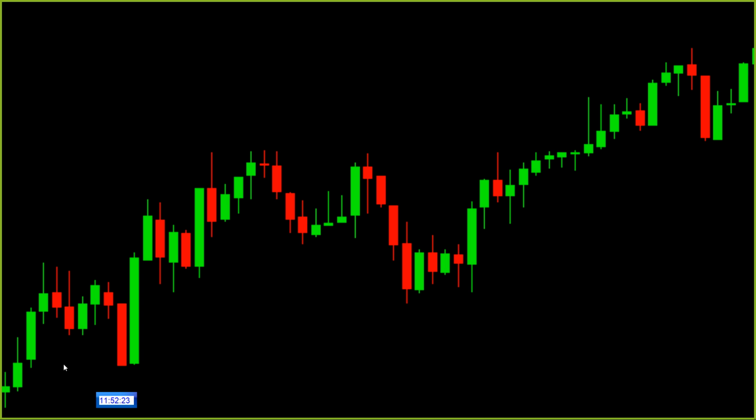So we can start all the way over here to the left. Look at this, a big indecision candle. So at that point, we don't know whether it's going up or down, right? We have no idea whether it's going up or down. So at this point, we're just waiting. So the next candle opens.